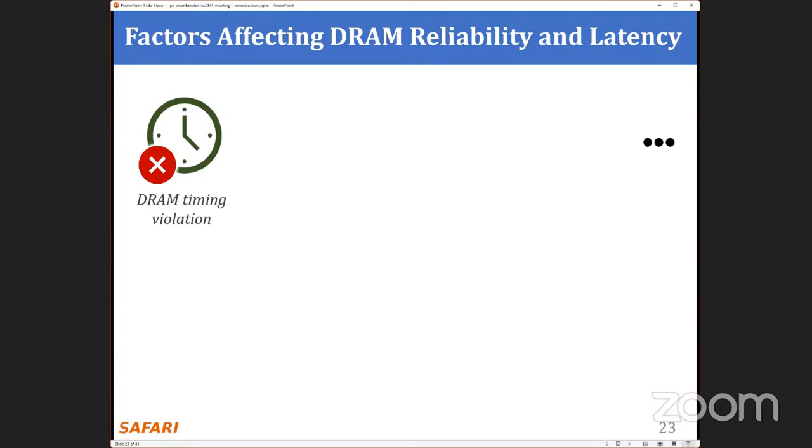As we can see, because the entire process is very analog, there are multiple factors that will affect DRAM reliability and latency. First is, of course, if we violate the DRAM timing parameters, then there's no guarantee that the underlying process will be very stable and reliable, which will cause potential errors or bit flips. Another factor is called inter-cell interference. As DRAM technology continues to scale down, the physical distance between all the components in the DRAM array is getting smaller and smaller, and naturally the interference among these components will increase. This noise will affect DRAM reliability and the access latency.